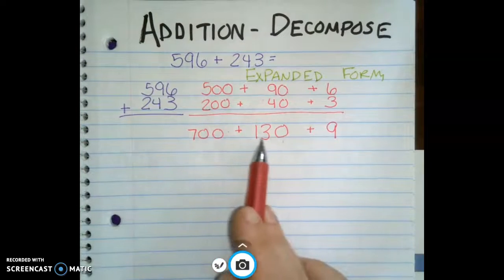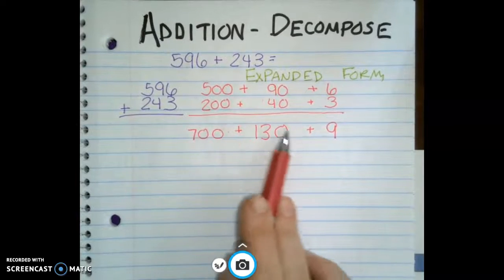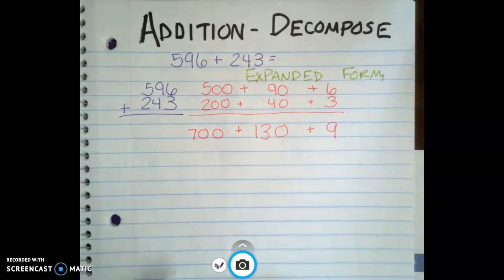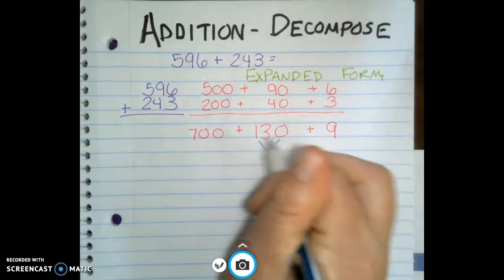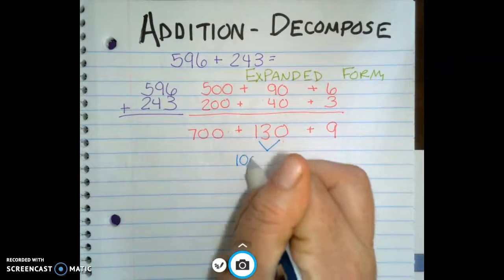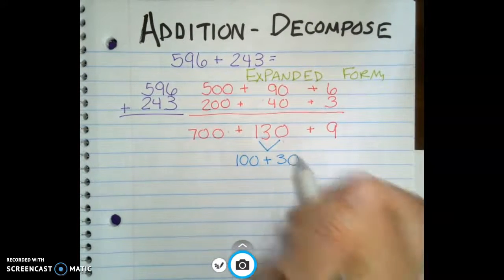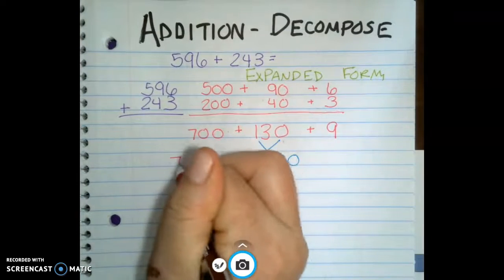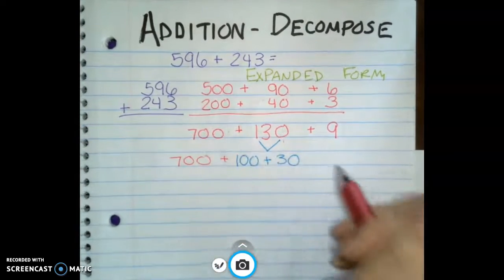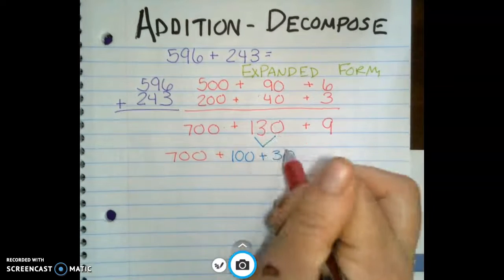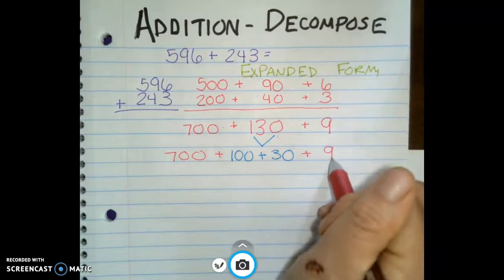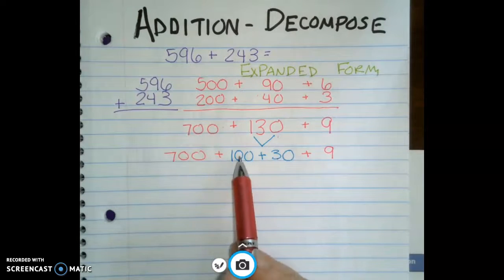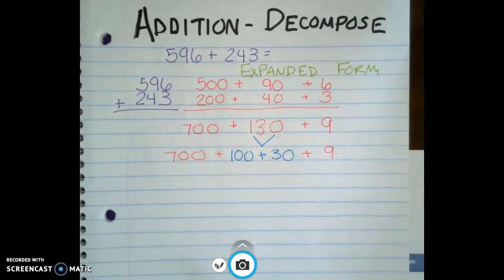Now when I look at this, I see that my number in my tens place has 100 in it too. So I'm going to go one step more, and I'm going to decompose this into 100 plus 30. And then I'm going to put back my other numbers: 700 plus 100 plus 30, 130 plus 9. Now I can add up my hundreds, my tens, and my ones.